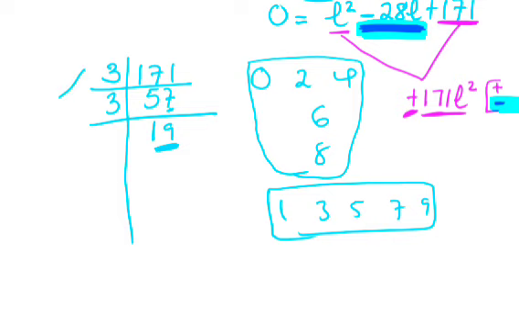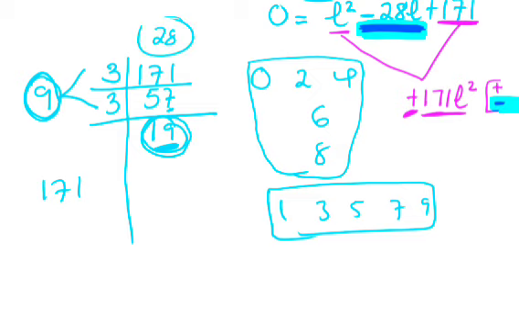19 here. Now we do this one times that one, that is 9 times 19. The answer is 171. Then we have 9 plus 19, the answer is 28. So it's simple, just like that. Then our factors are the ones that mean we are negative, and if we get a negative times a negative, it's positive. 9 times 19 is 171.